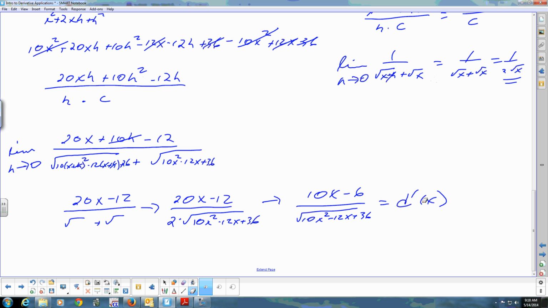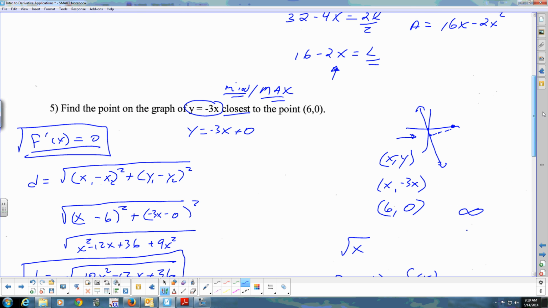So let me, just to clean stuff up, a little less writing. I'm going to set it equal to 0. And if it helps you see it, write 0 over 1, then cross multiply. And you get 0 equals 10x minus 6. Add the 6, divide by 10. So x is equal to 3/5. Okay?